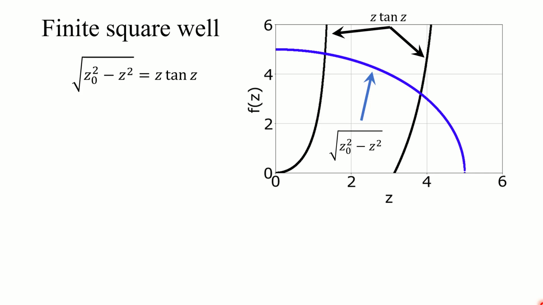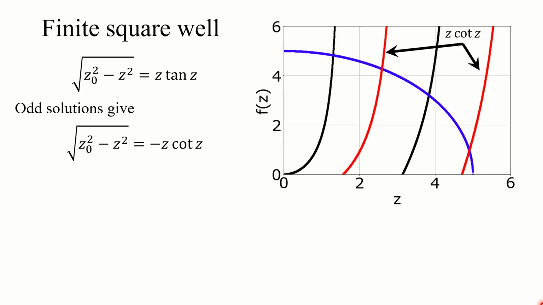We've only been looking at the even solutions to the energy eigenvalue equation. We're not going to go through the details because it mirrors exactly what we just went through. It'll probably be on the homework. But if you look at the odd solutions, you get this equation: the square root of z naught squared minus z squared is equal to negative z cotangent of z, which are these red lines on this plot here. I think I've used, just for making the plot, a z naught of 5. Yeah, that's exactly what I've used.